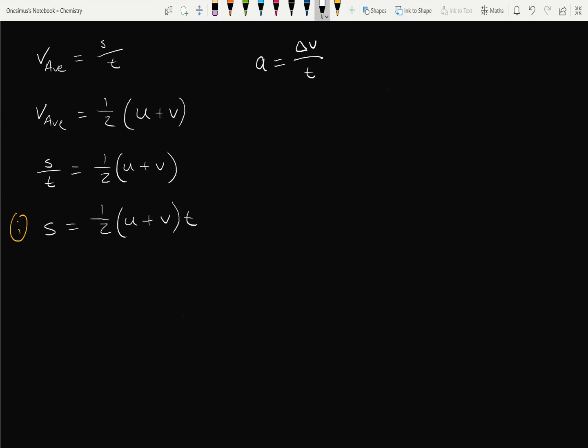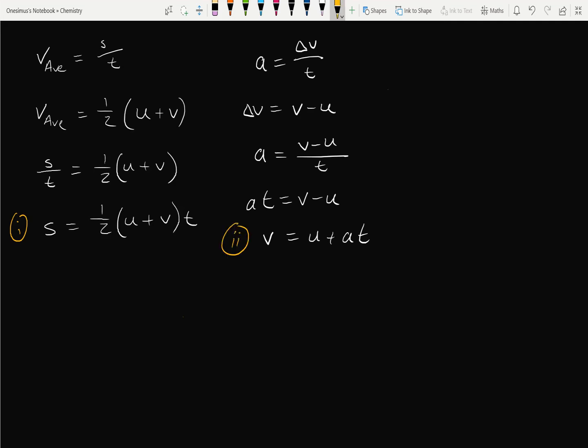Acceleration, being the rate of change of velocity, can be expressed as a change in velocity over a change in time. A change in velocity would be equivalent to final velocity minus initial velocity, so we can substitute that back into the equation. Now, if we multiply both sides by t, we can remove that fraction. And if we do a bit of rearrangement, we can find that final velocity can be given as initial velocity plus acceleration times time. This is equation number 2.